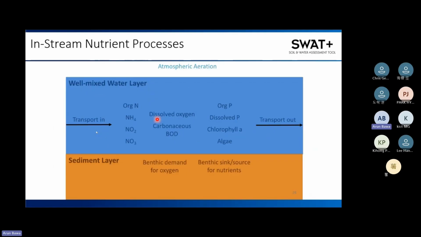As I mentioned, it is a well mixed water layer. If anything is dissolved, it will be dissolved very well. At each spatial scale, the water will come in and then get out of that sub-basin or landscape unit through the water channels.